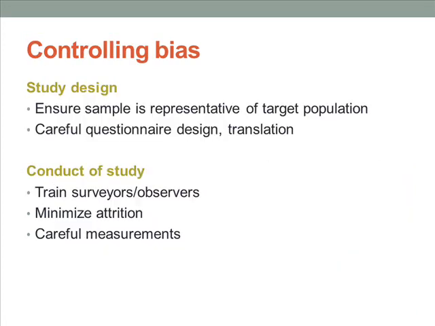Slide 22. How can you control the bias? During study design, you should try to ensure a representative sample of the target population. You require careful questionnaire design. Through conduction of the study, you must train surveyors and observers. You should minimize attrition. You must ensure careful measurements.